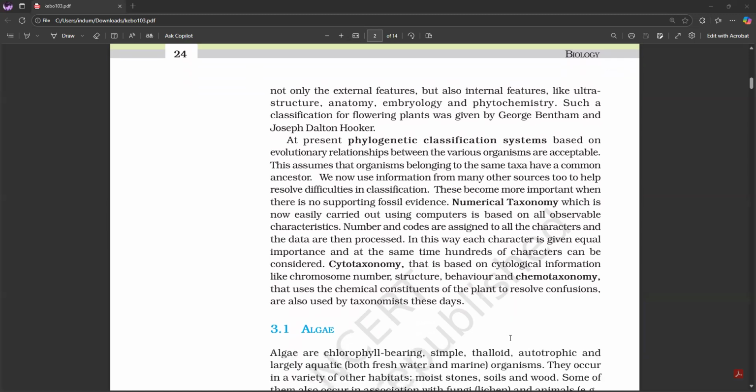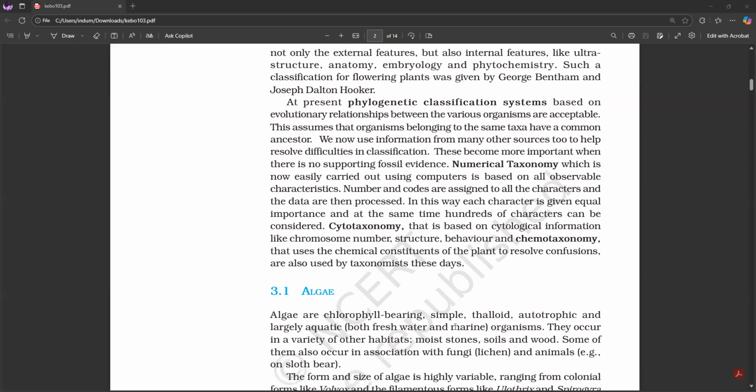Such a classification for flowering plants was given by George Bentham and Joseph Dalton Hooker. At present, phylogenetic classification systems based on evolutionary relationships between the various organisms are acceptable. This assumes that organisms belonging to the same taxa have a common ancestor. We now use information from many other sources too to help resolve difficulties in classification. These become more important when there is no supporting fossil evidence.